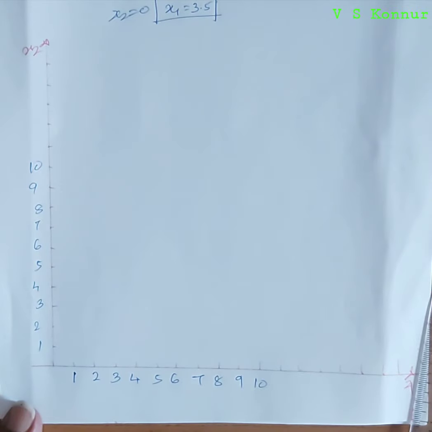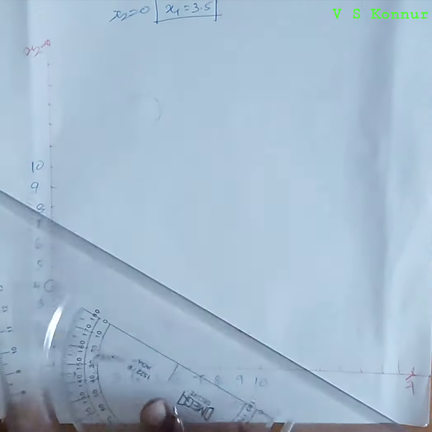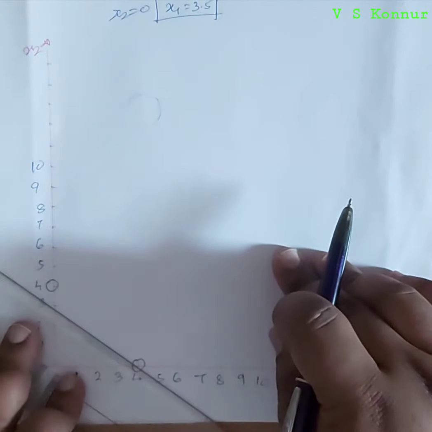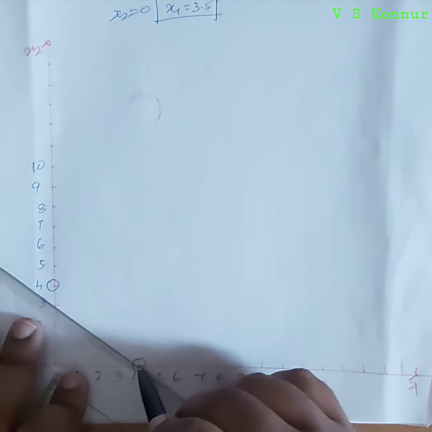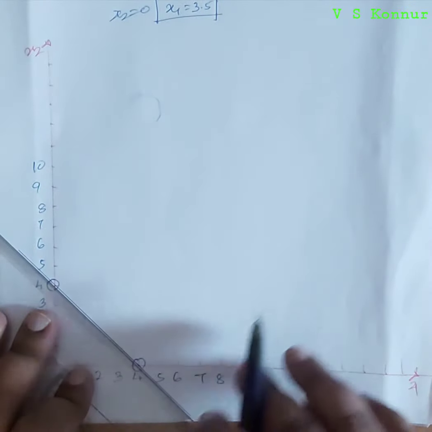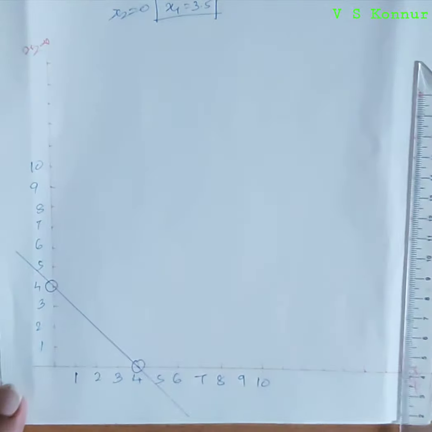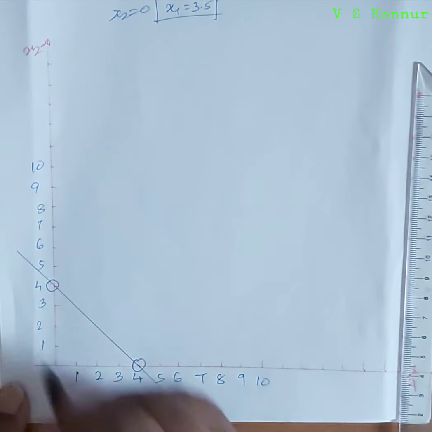The first constraint has x1 is equal to 4, x2 is equal to 4. So we'll draw a line through x1 is equal to 4, x2 is equal to 4. It has a less than or equal to sign, so the arrow mark should be near to the origin.